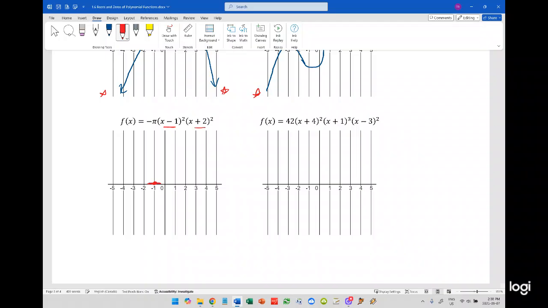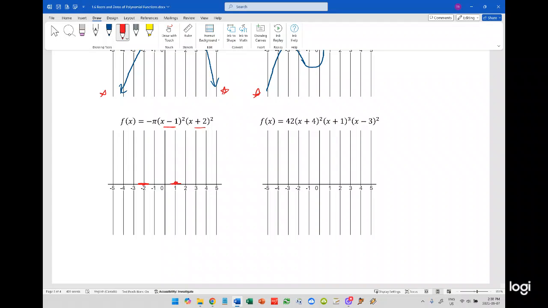Here I have negative, I think I said 1 and drew -1. Flat at 1, flat at -2. Both cases, it's going to touch and go back where it came from because of the order 2-ness.